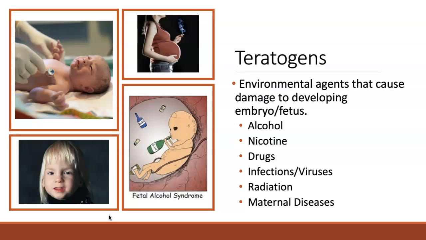Actually, in fact, research has found that alcohol is the leading preventable cause of intellectual disability in children in the United States. So remember, an intellectual disability is when a person has an IQ below 70. Okay? So of all of the things that can cause a person to have an intellectual disability that could be prevented, drinking alcohol during pregnancy is the biggest one.